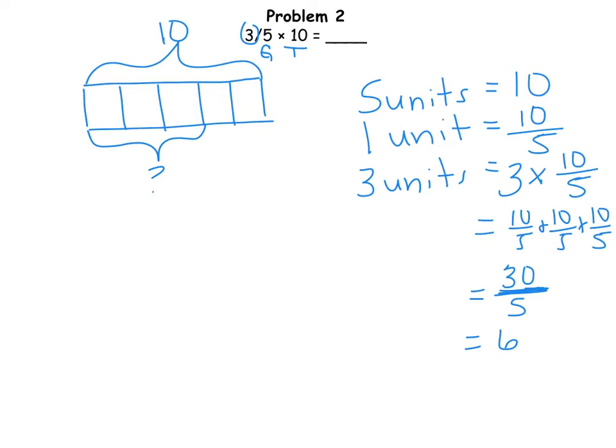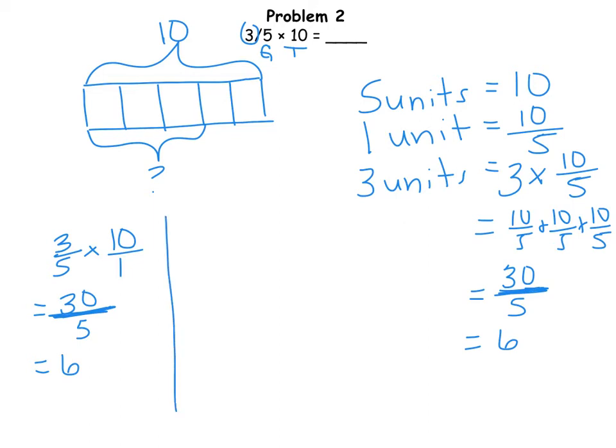So I have 3/5, because that's what my original fraction, times my whole, which is 10. And I'm going to make that a fraction itself. And it doesn't change if I put it over 1. So now I'm going to do numerator times numerator. 3 times 10, 30. Denominator times denominator. 5 times 1 is 5. So 30 divided by 5 is 6. Hey, same answer. Let's solve it another way.